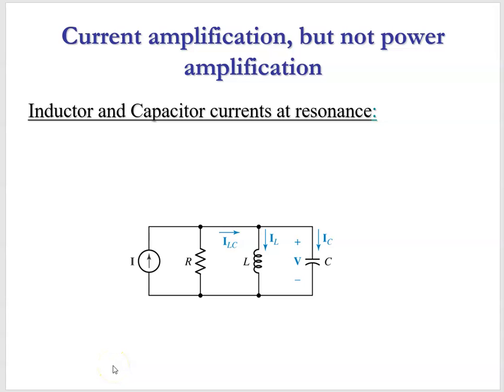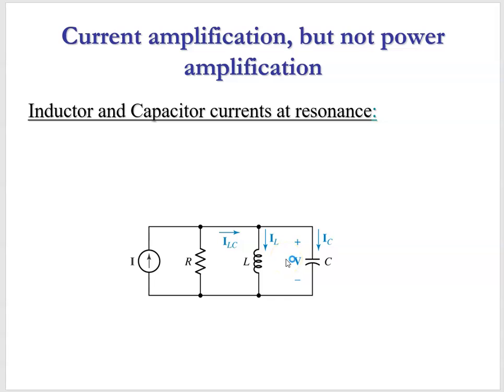We can get current amplification at resonance, but we can't get power amplification. That current amplification occurs in the inductor and capacitor at resonance, which will amplify the source current. However, inductor and capacitor are passive devices, so average power is going to be zero in an inductor and capacitor. Additionally, we'll see when we look at the currents, the apparent power will actually be the negative of each other, so the total power will be zero.